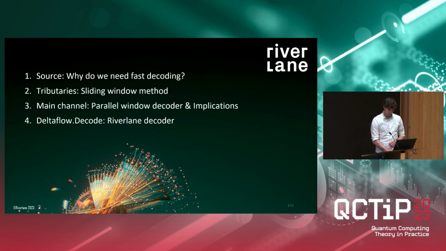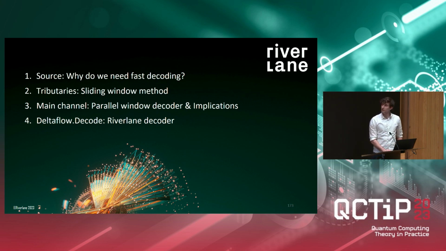So sticking with the River theme, we're going to start at the source, which is that many of you might appreciate that fast decoding is important, but here I'm going to discuss why it's essential for practical fault-tolerant quantum computation. Then we're going to get into some tributaries, which is the current leading proposal for real-time decoding. That's a sliding window method, and I'll discuss why this method is inherently not scalable.